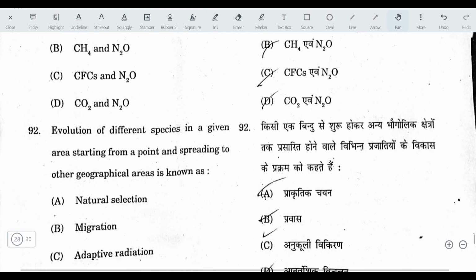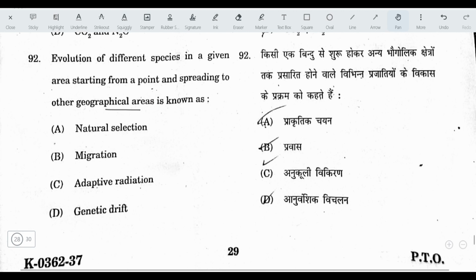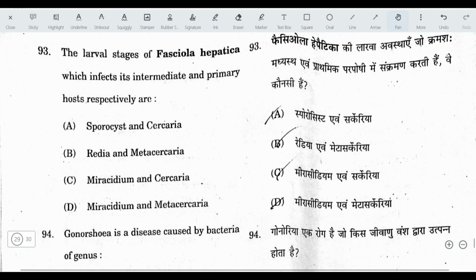Okay. Next question: evolution of different species in a given area starting from a point and spreading to other geographical areas is known as. The answer here is adaptive radiation. Next question: the larval stages of Fasciola hepatica, which infect its intermediate and primary host respectively, are called. The answer here is Miracidium and Metacercaria.